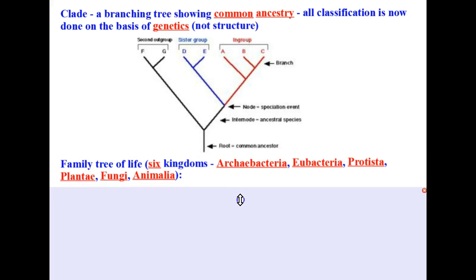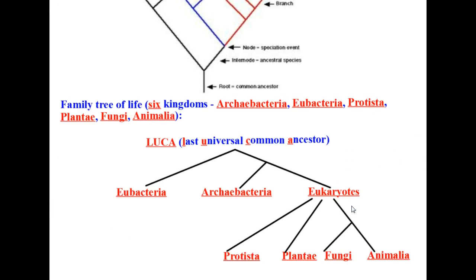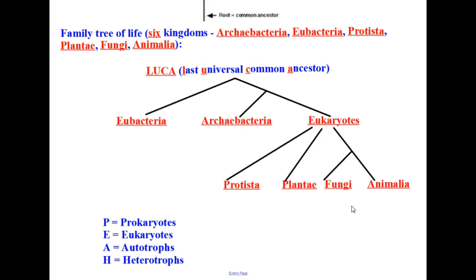All right, now let's talk about the family tree of life. There are 6 accepted kingdoms: Archaebacteria, Eubacteria, Protista, Plantae, Fungi, and Animalia. Here's the cladogram for the family tree of life, the 6 kingdoms. Okay? Now, while you get these all written down with Eubacteria here, Archaebacteria, Eukaryotes, which branch into Protista, Plantae, Fungi, and Animalia, we have this code down here that we're going to be using.